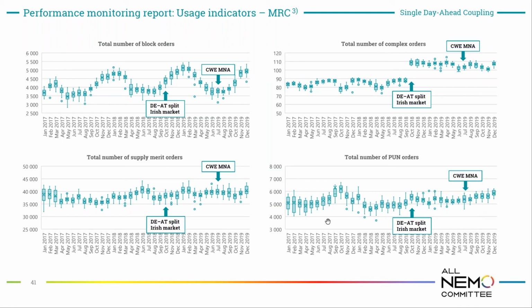And for the PUN orders, we observed in 2017 that we had a summer rush, but followed with a decline. And at this moment, we are following the same behavior we observe for other kinds of orders, in which a slight growth seems to be happening.